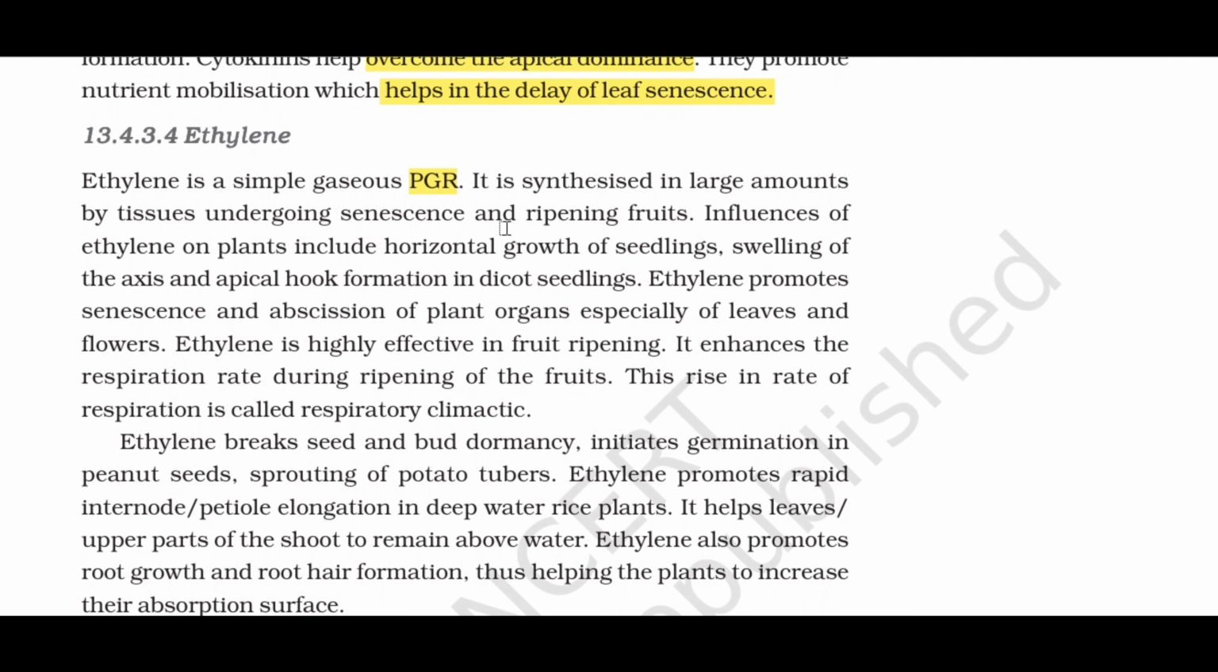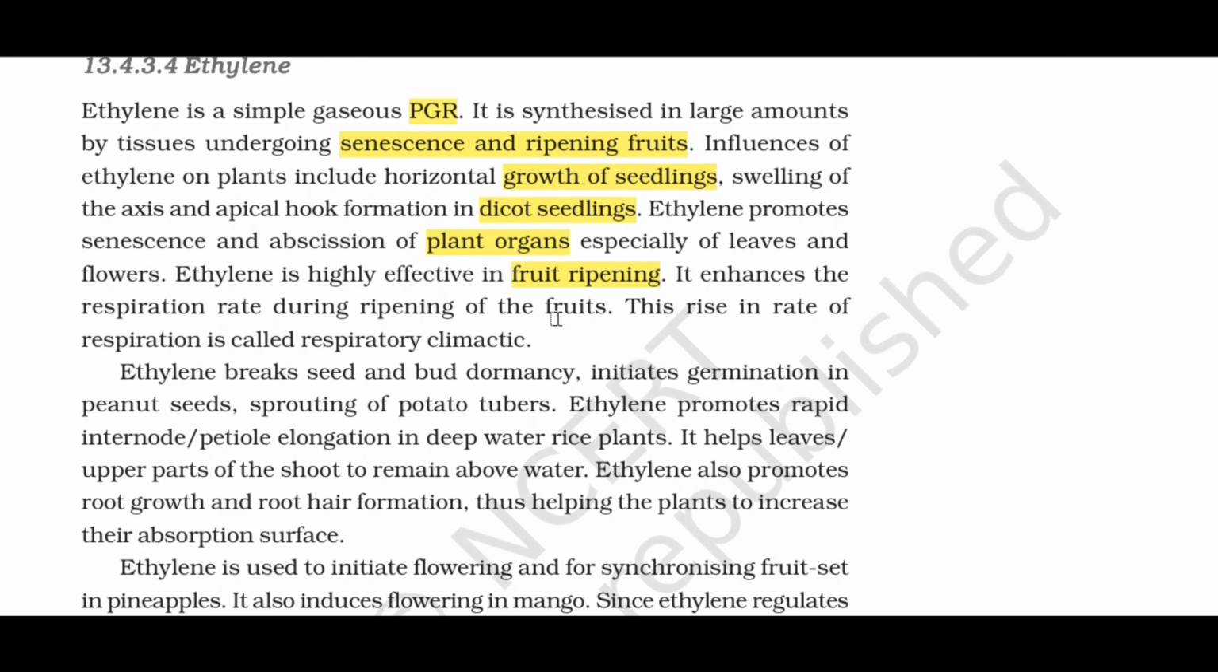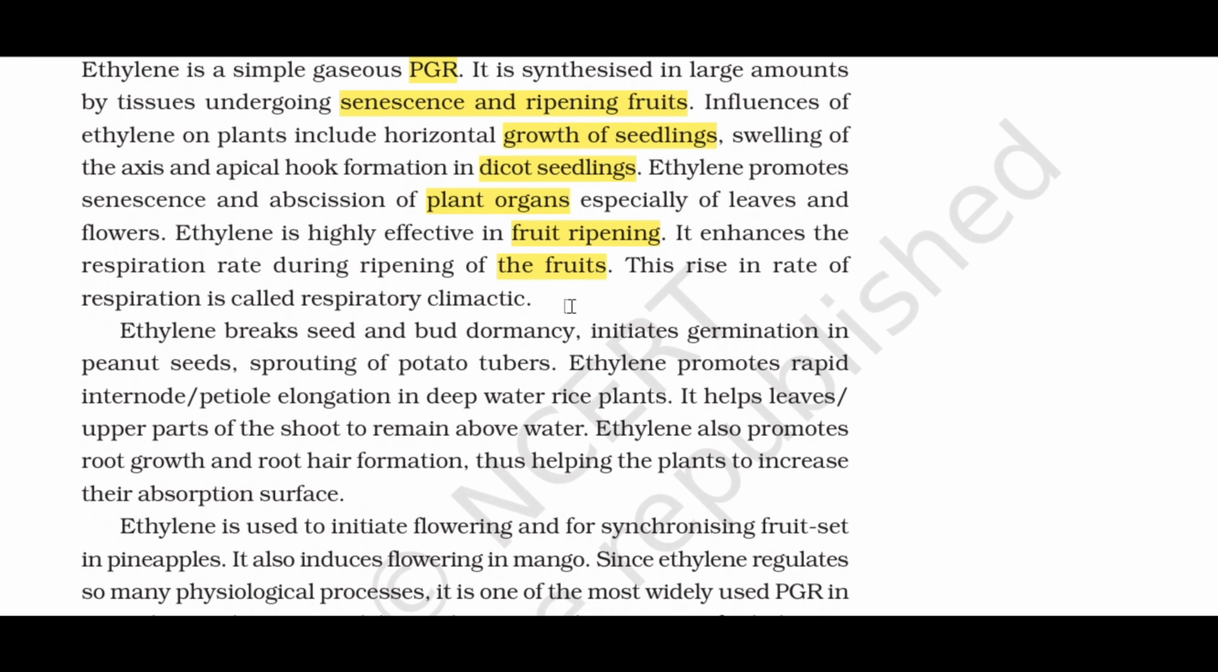It is synthesized in large amounts by tissues undergoing senescence and ripening fruits. Influences of ethylene on plants include horizontal growth of seedlings, swelling of the axis and apical hook formation in dicot seedlings. Ethylene promotes senescence and abscission of plant organs, especially of leaves and flowers. Ethylene is highly effective in fruit ripening. It enhances the respiration rate during ripening of the fruits. This rise in rate of respiration is called respiratory climacteric.